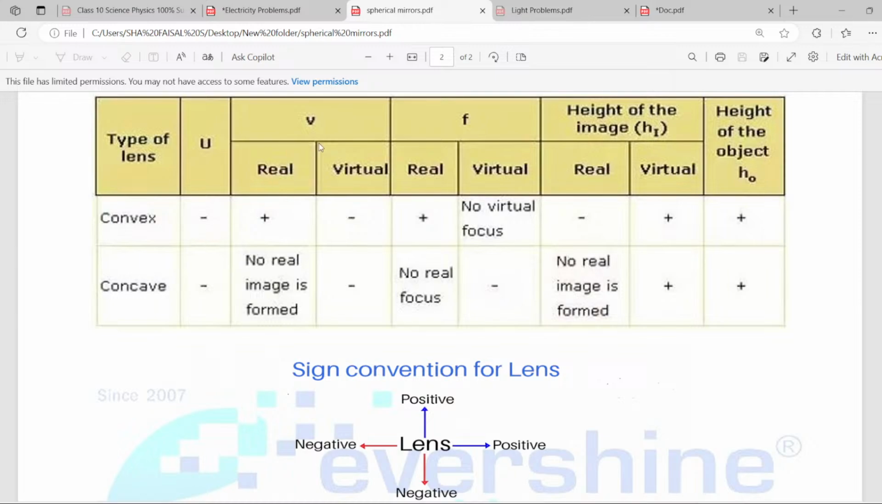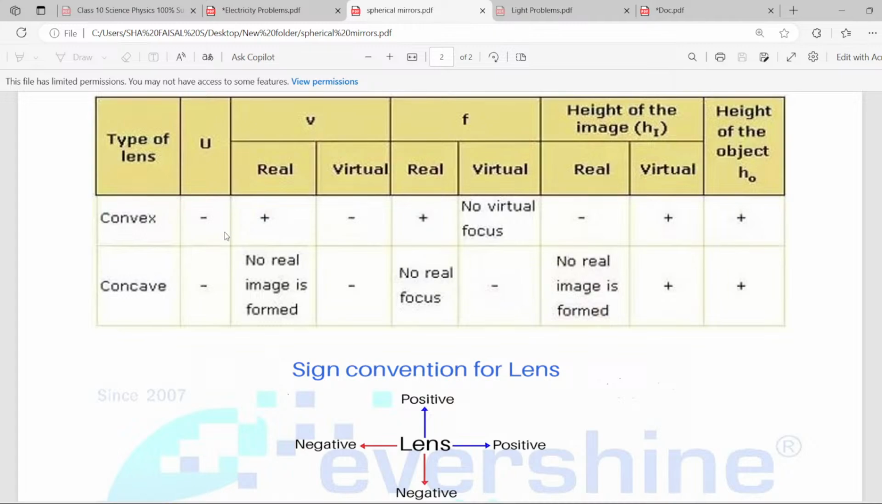u is negative. Image distance, if it is real, positive; if it is virtual, negative. Focal length, if it is real, positive; no virtual focus will form here. There will be no virtual formation in a convex lens. Height of the image, real negative, virtual positive. Height of the object is considered as positive.